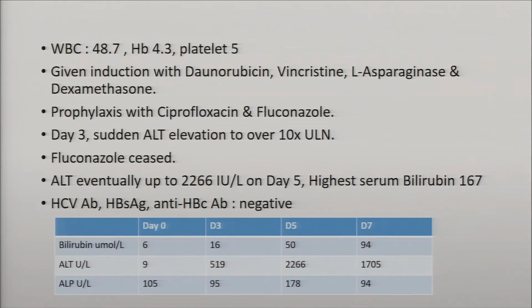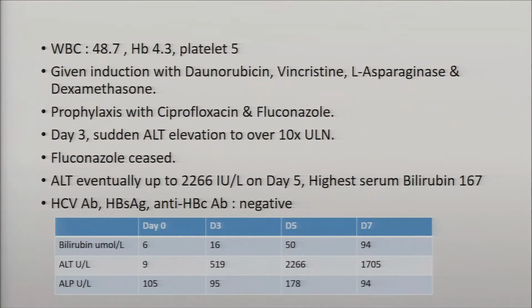So before chemotherapy, these were the counts: white cell count 48,000, HB 4.3, given some blood transfusion, and platelet of 5. The standard chemotherapy according to the regimen for ALL was given. He was chemo naive at that time, never exposed to any chemotherapy, but the hematologist started him on ciprofloxacin and fluconazole as prophylaxis. On day 3 after chemo, ALT increased to over 10 times the upper normal limit.